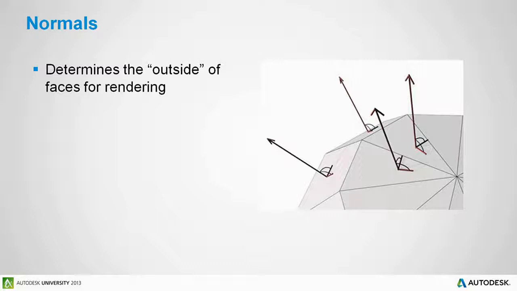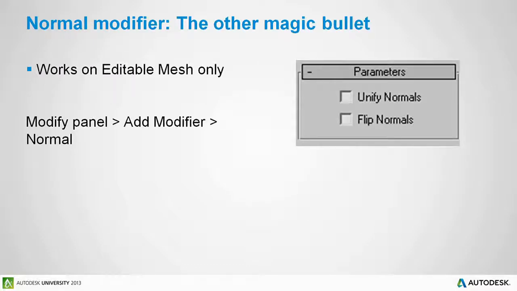And if you're having trouble with normals, there's the normal modifier which you can apply. It only works on editable mesh, though, not on editable poly, so you have to convert things. And this will unify or flip your normals. So between X-View and the normal modifier, you can clean up a lot of stuff. And there are also a lot of free scripts out there that you can use to clean things up as well.